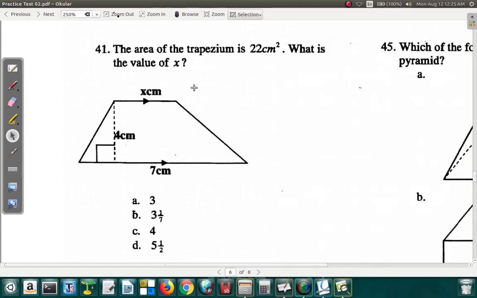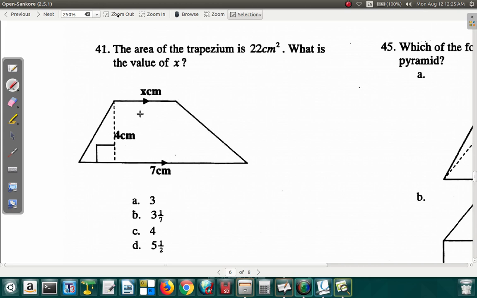Question 41. The area of the trapezium is 22 centimeter cube. What is the value of x? All right. It's 22 centimeter cube. What's the value of x? Now, if it's 22, all of this is 7. The height is 4.